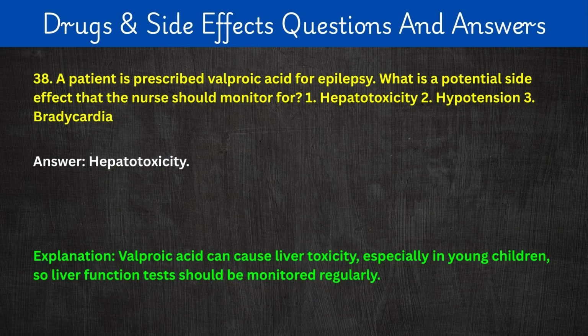Hypotension. 3. Bradycardia. Answer: hepatotoxicity. Explanation: valproic acid can cause liver toxicity, especially in young children, so liver function tests should be monitored regularly.